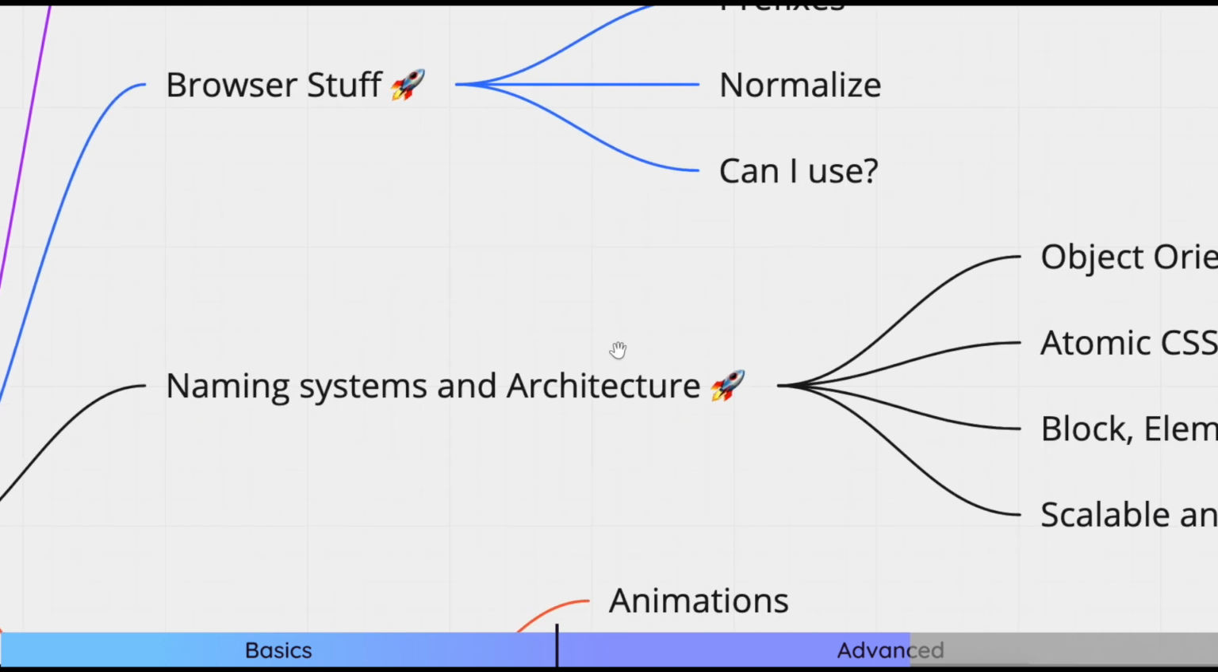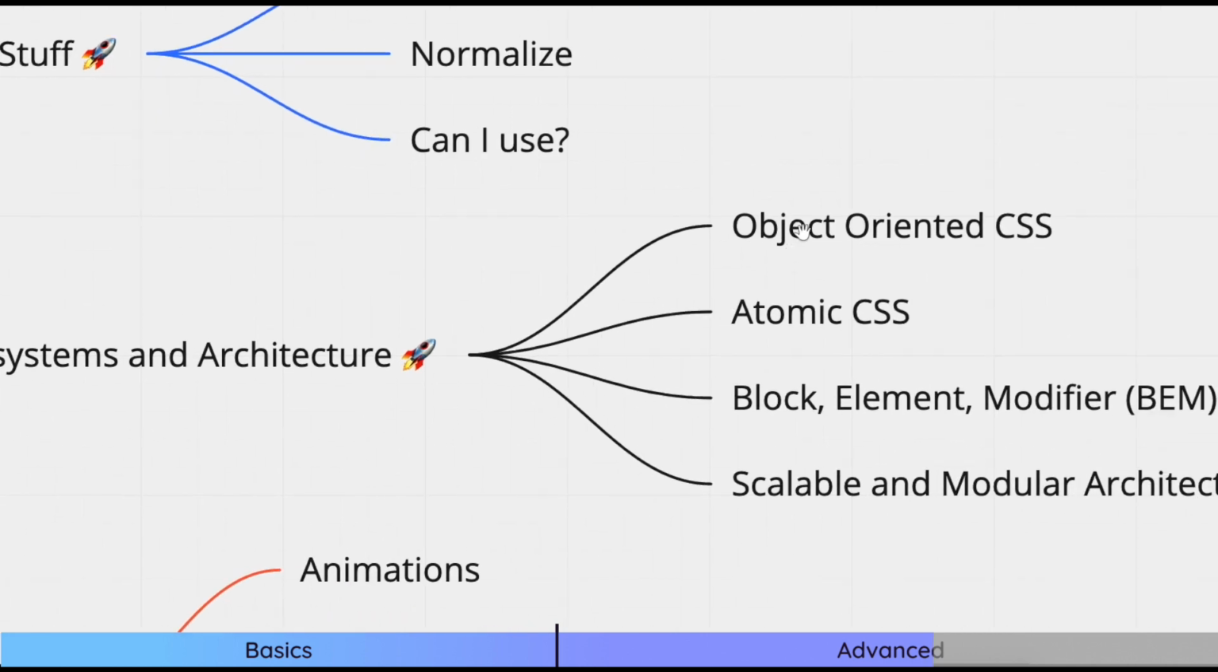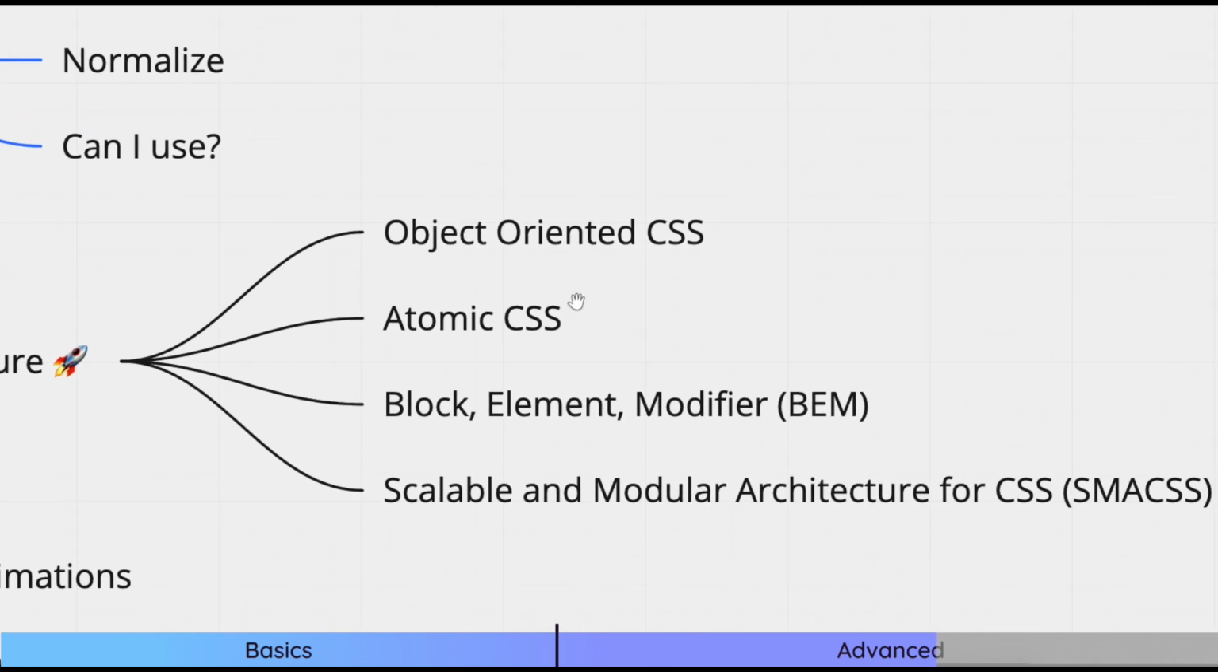Now, naming systems and architecture, oh my God, this is kind of a tough one, because it's a topic related to the preference of the team and the people that you're working with. I would say you don't need to know all of these by heart. There are different ones here. Just know that they exist. Maybe know the basics of what each one is.